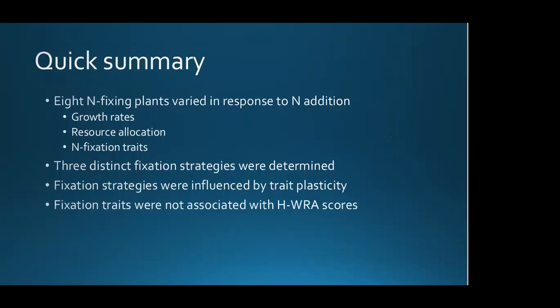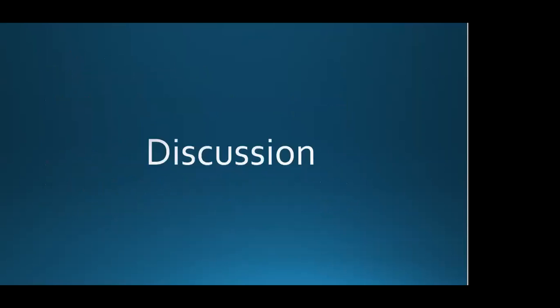So a real quick summary of what I've said so far. My study revealed that the 8 nitrogen fixing tree species varied in growth, allocation, and nitrogen fixing traits and could be grouped into 3 distinct fixation strategies. Strategies appear to be influenced by the trait plasticity of each species, but do not appear related to the weed risk assessment scores. So moving on to the discussion.